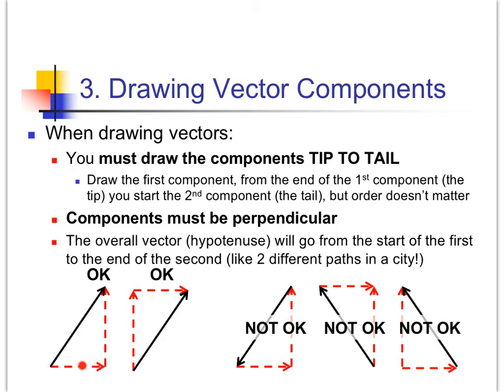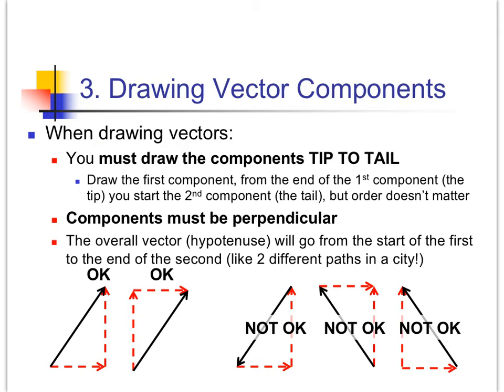I usually draw the horizontal component first, but you certainly are welcome to draw the vertical component. We're going to draw that first component showing how much we go horizontally, or how much of that vector is vertical. And then from the end of that first component, we're going to draw our second component, the vertical or the horizontal, depending on which one we haven't drawn yet.